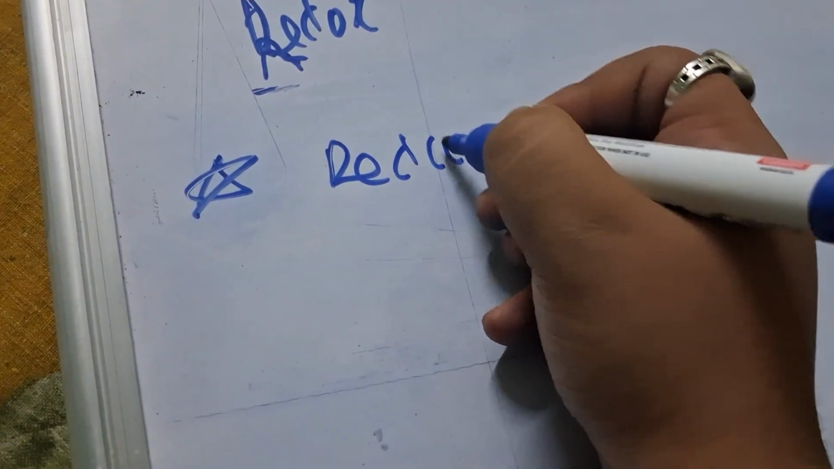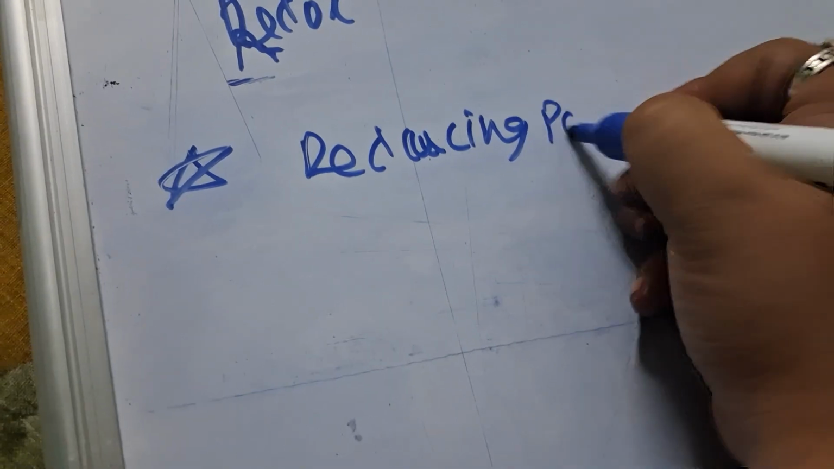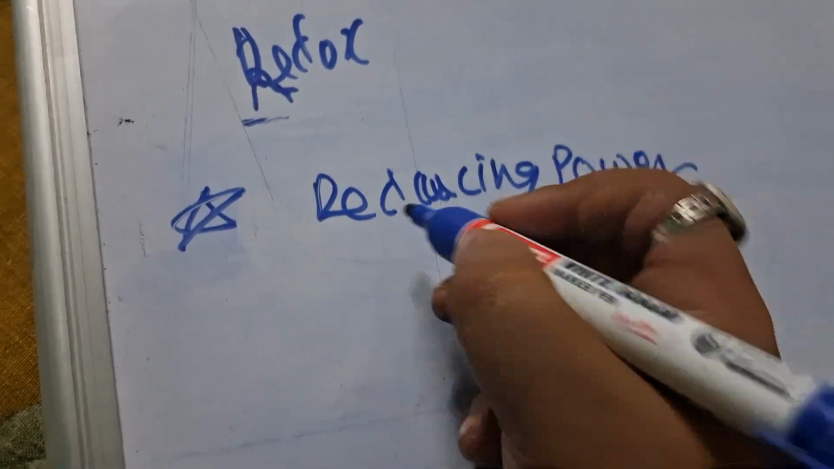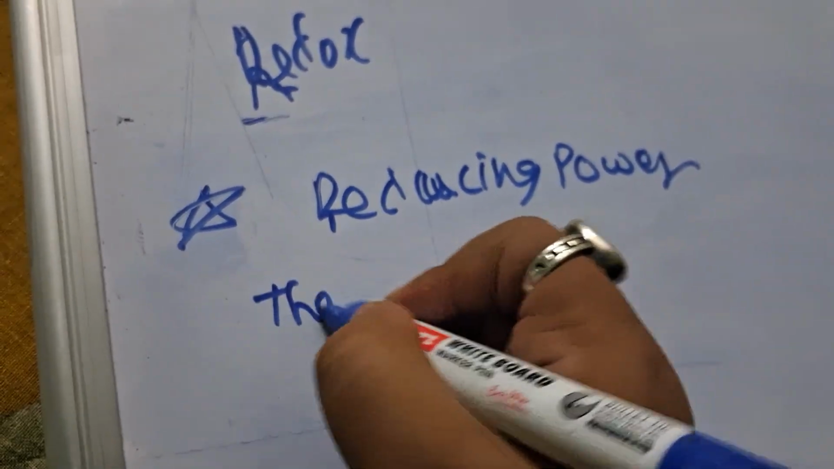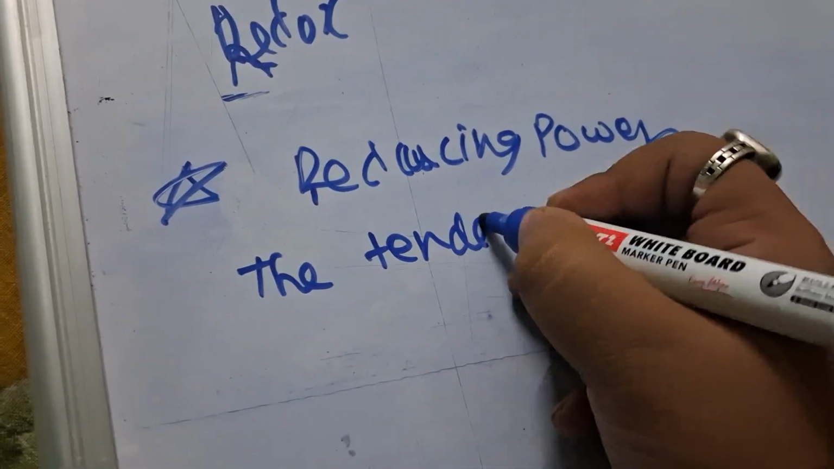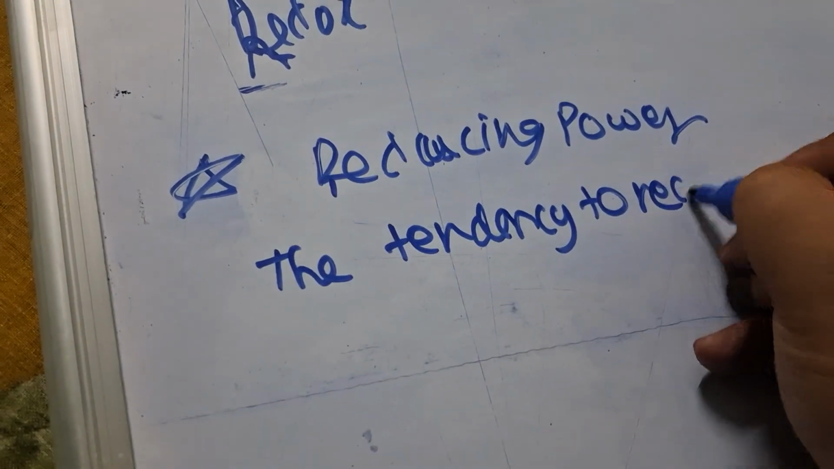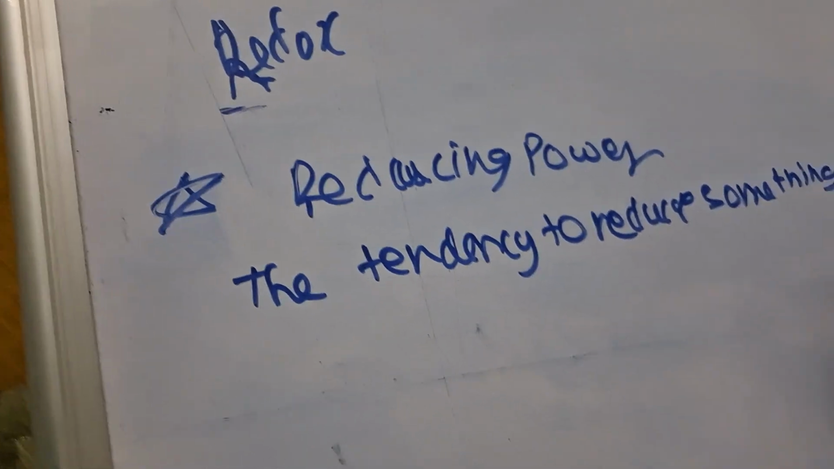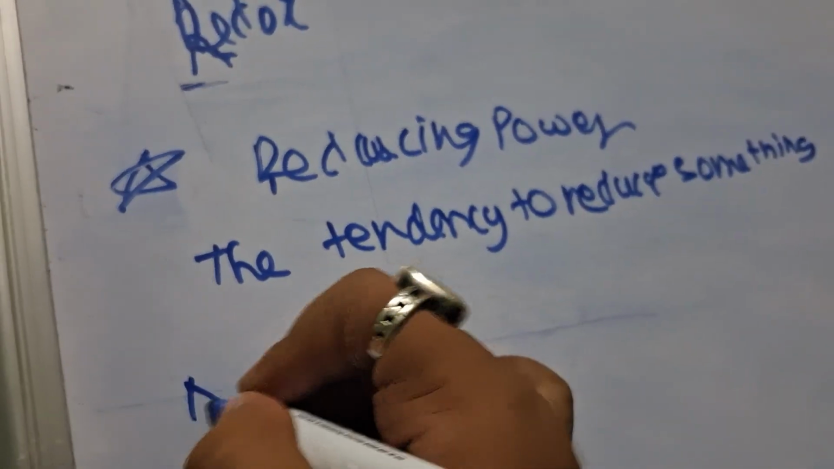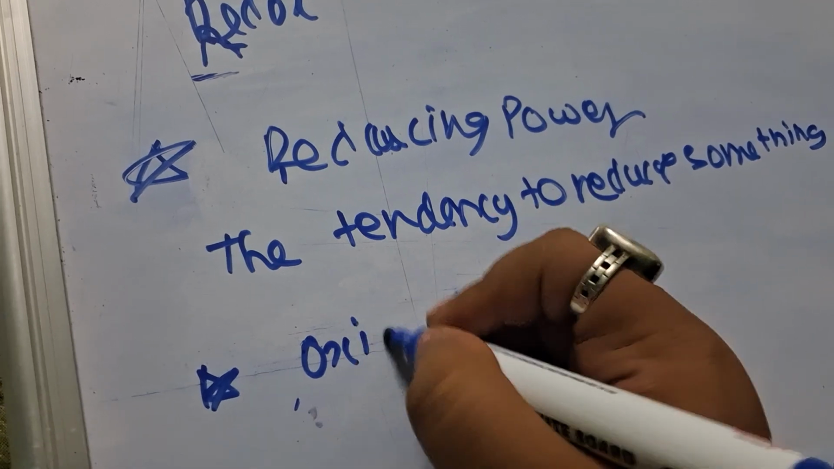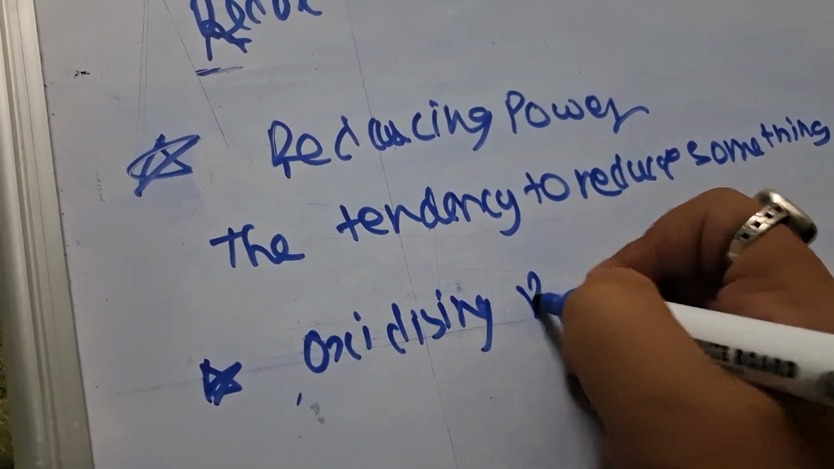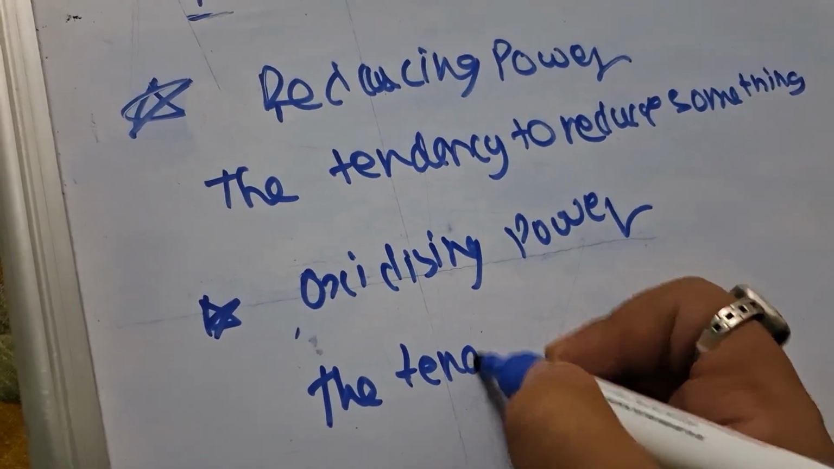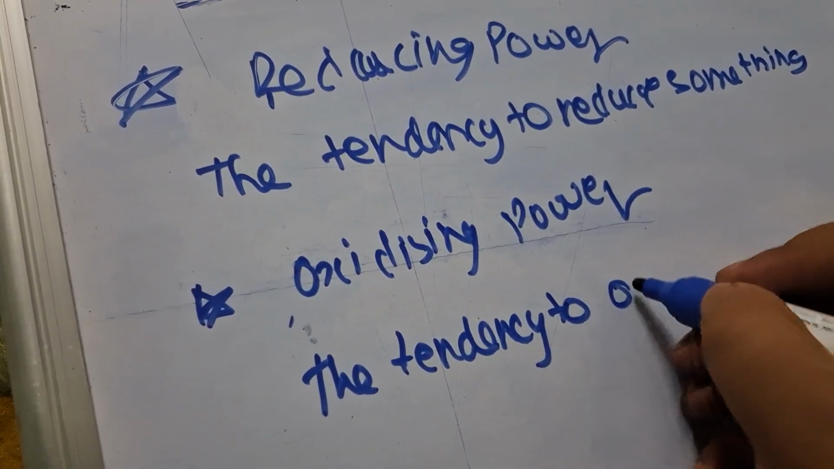Reducing power. The tendency to reduce something is called reducing power. Oxidizing power. The tendency to oxidize something.